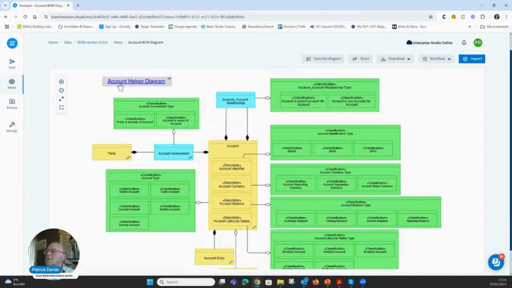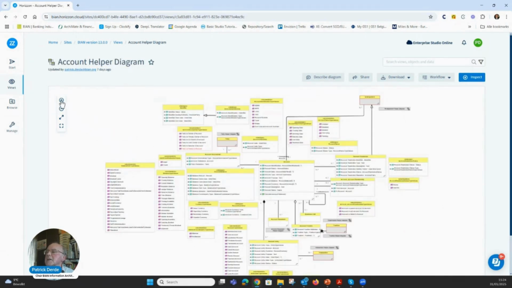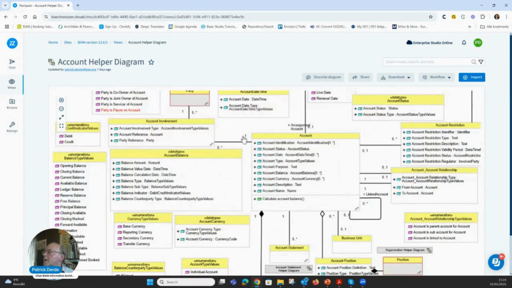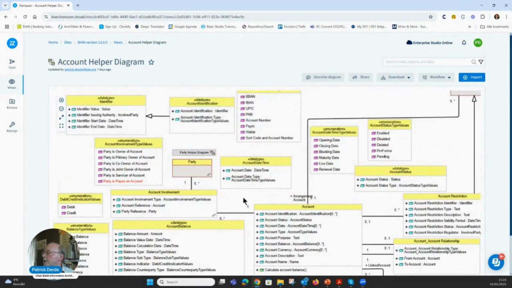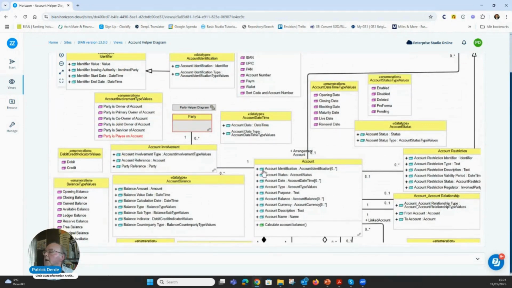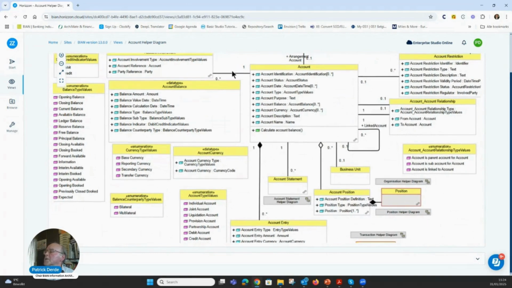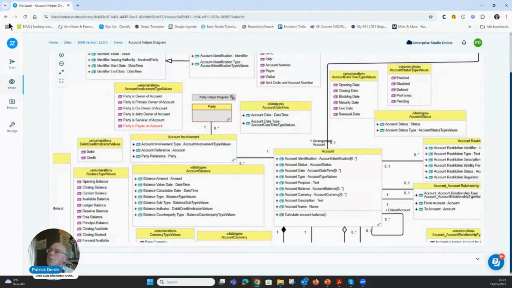Now, when we want to see it at a design level, then we go into more detail, and let's have a look here. And then you see that it is fully filled with the details of the attributes. So you see here the account and the account involvement with the parties and so on, and with the logical data, with the conceptual data types that we see here. So this is how Bion is doing these things.